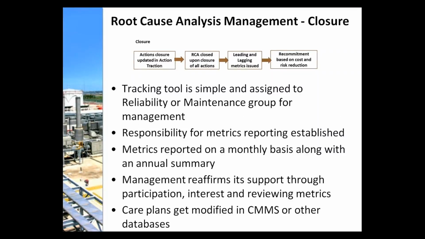In the closure section, it's always good to have a great tracking tool. Of course, you can do this on an Excel spreadsheet, but there are certainly tracking tools for actions from a root cause. And if you're using root cause software, there's always sections in the software for tracking actions. Obviously, there must be responsibility for reporting metrics. And metrics should be reported on a monthly basis, along with an annual summary. And management should always reaffirm its support, because this is hard work, and it really takes discipline and diligence to have a good root cause system be effective.